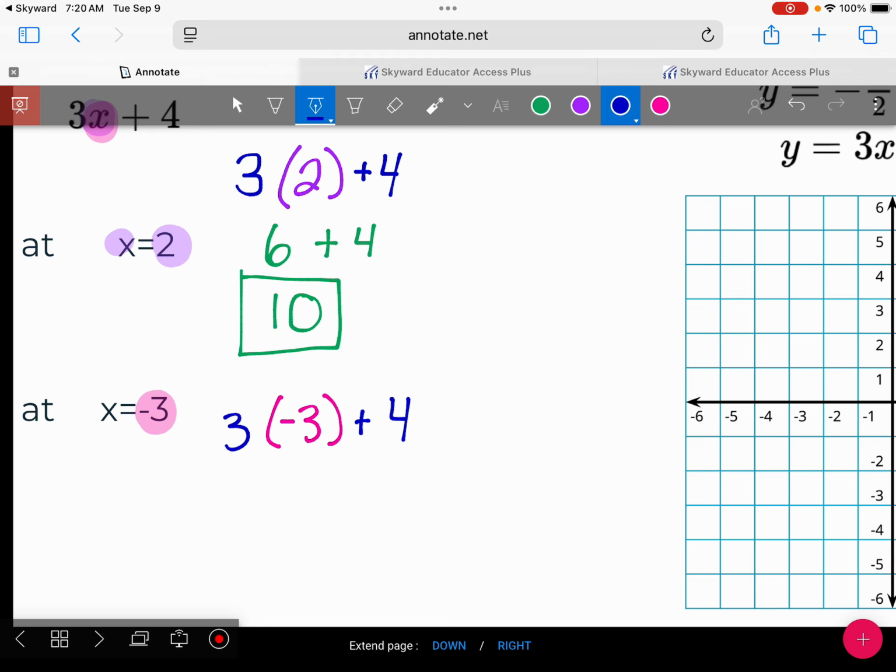Whenever I substitute something in, I put them in parentheses like this. It really helps us remember that this is 3 times negative 3, not 3 minus 3. So 3 times negative 3 is going to give us what? Negative 9. It's going to give us a negative 9 plus 4. What is negative 9 plus 4? Negative 5. Ooh, that's not a line. Negative 5. So when x is negative 3, our answer is negative 5.